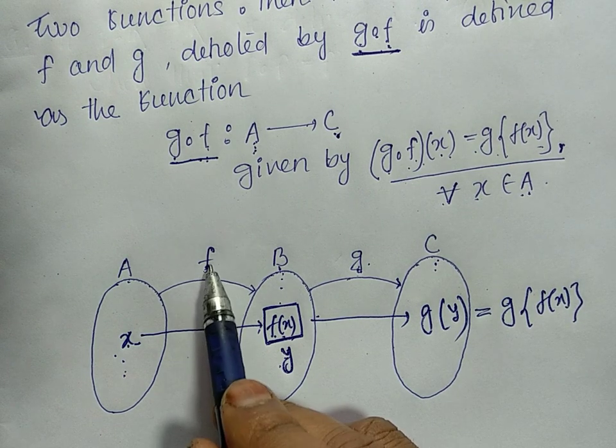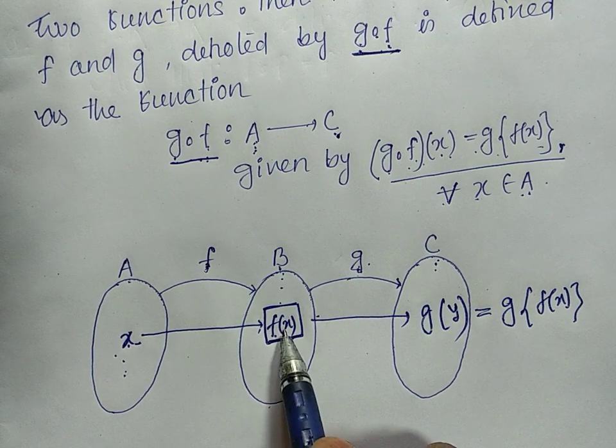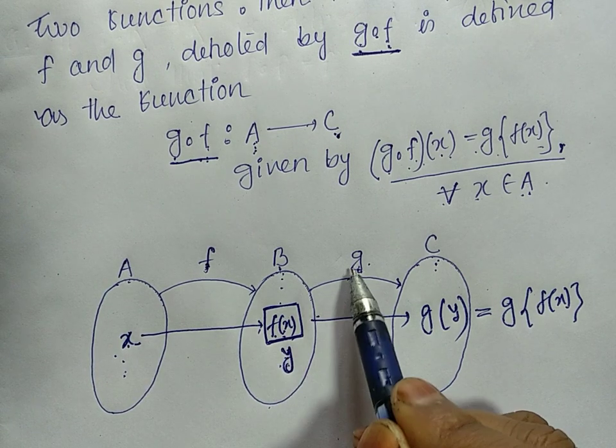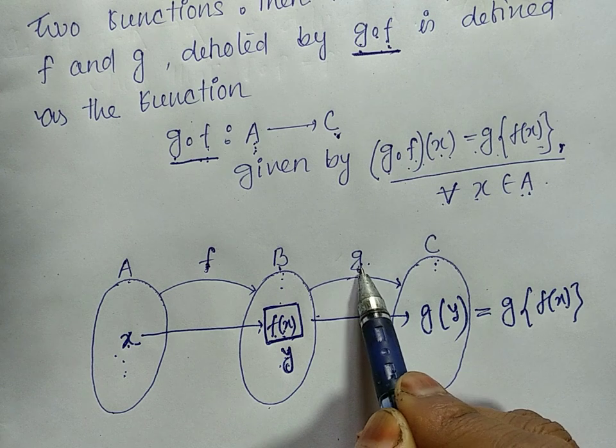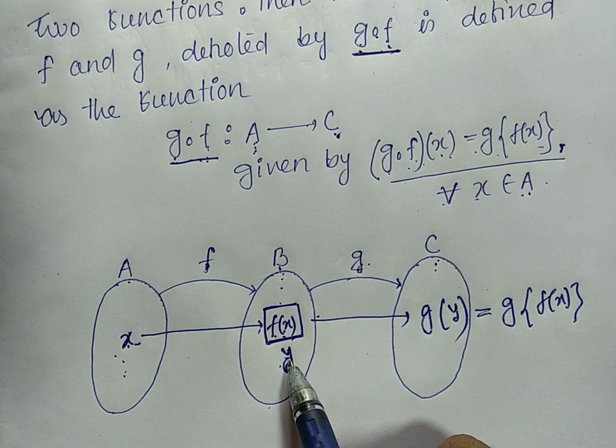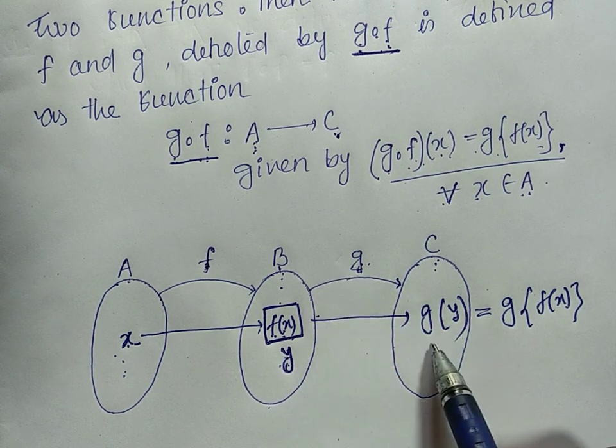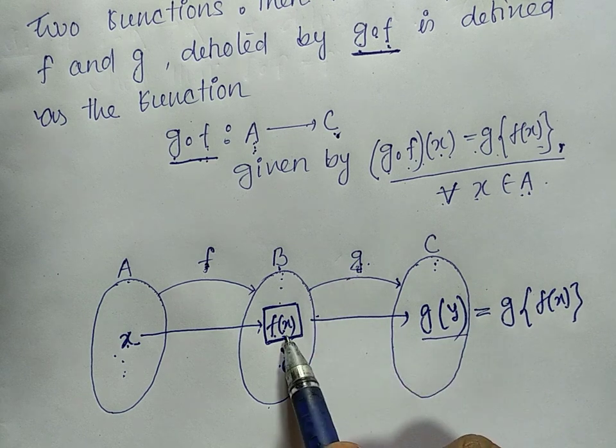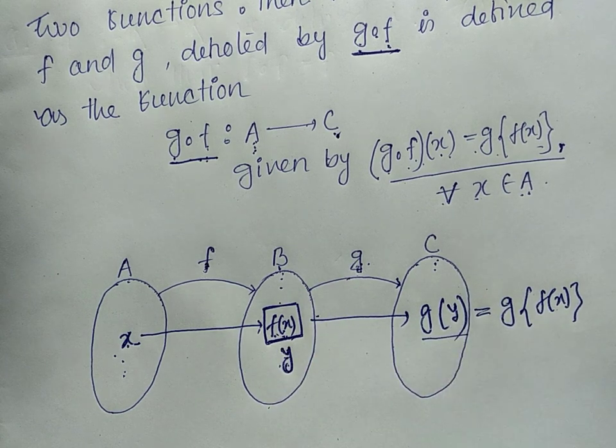Observe carefully. Under the function f, the image of x is f of x. I have taken it as y. What is y? Y is the domain element for g. Since y is the domain element for g, obviously y will have an image under g. So what will we call it? g of y. But what is y actually? F of x. That's why I have written f of x.